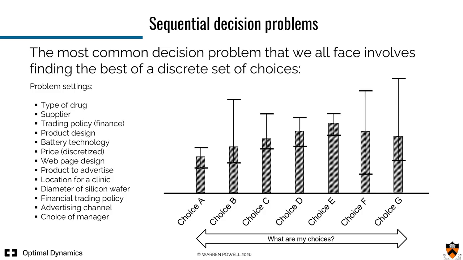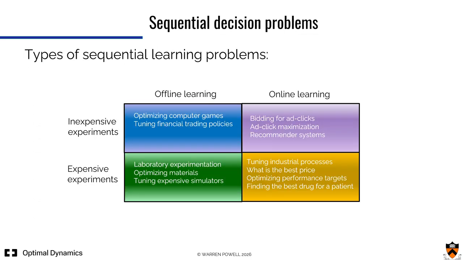Now, the performance of each can be highly uncertain. This is what makes the problem hard. I don't know which one's best. And some of them that may seem good actually aren't. Some of them that don't seem so good might be much better than I think they are.